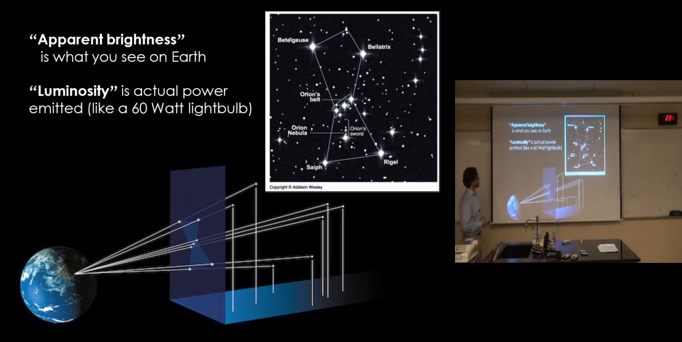Luminosity is the actual power that the thing's putting out. So that would be like the equivalent of what's stamped on the top of the light bulb, or if you imagine that you had to pay this star's power bill, it would actually come out in some number of kilowatt hours or something like that. That would be a huge number.